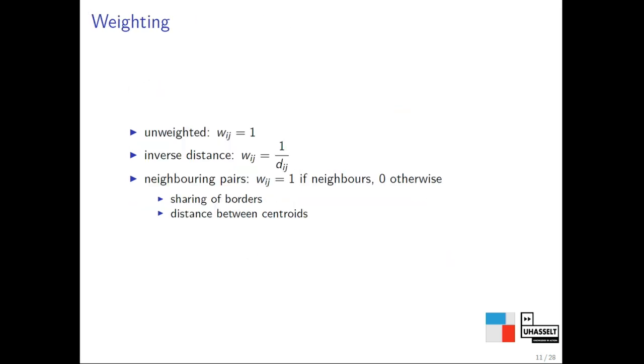Say, if it's unweighted, then all the weights for all the pairs are 1. You can use an inverse distance method, so pairs that are farther away get a different weight compared to when pairs are closer to each other. Or you can use neighboring information for the spatial regions to decide which pairs to use when constructing your pairwise likelihoods. And this can be defined in different ways, either sharing of borders or some maximum distance between the centroids of your spatial regions.